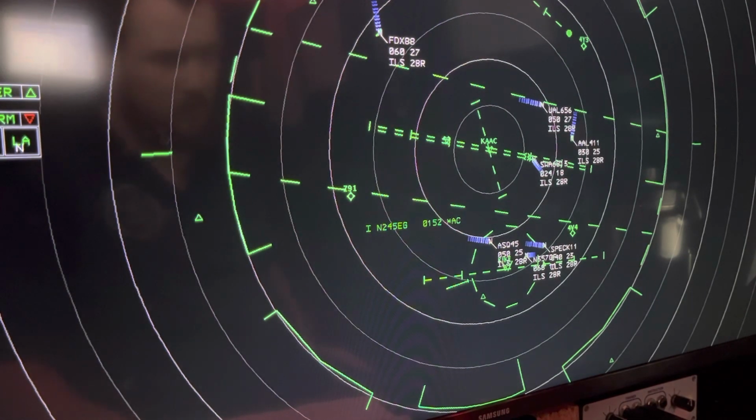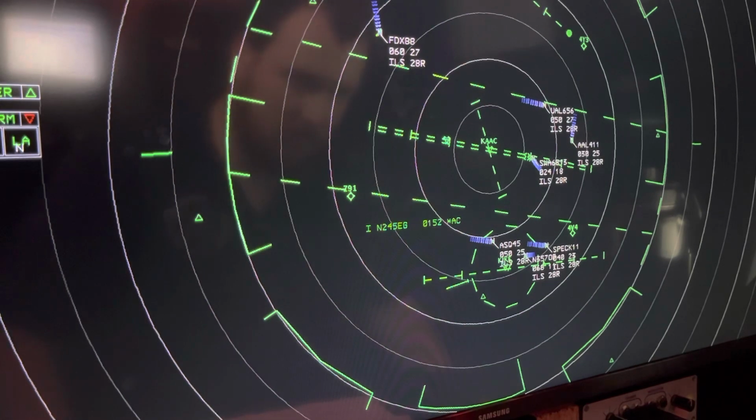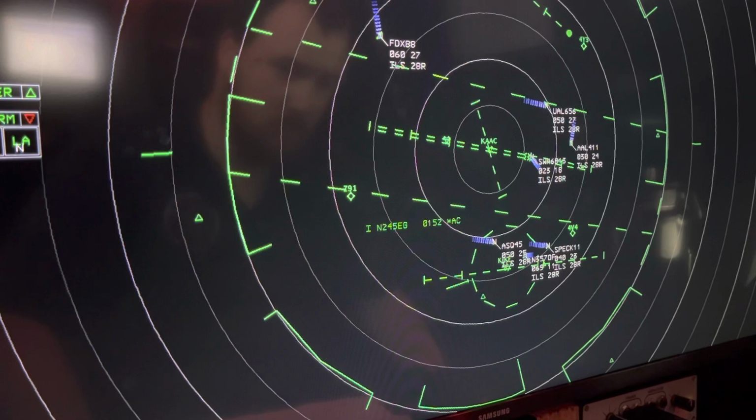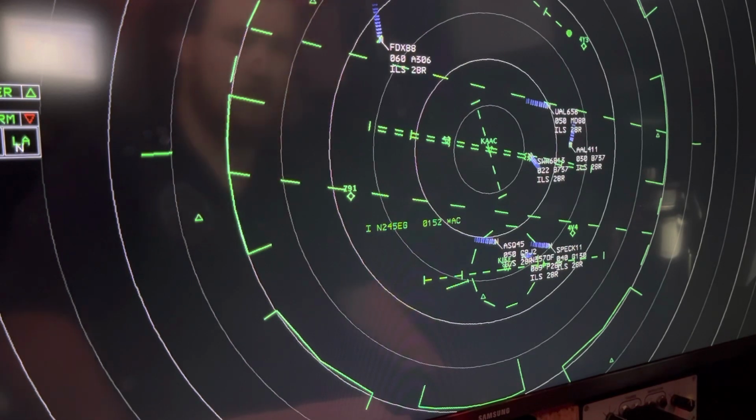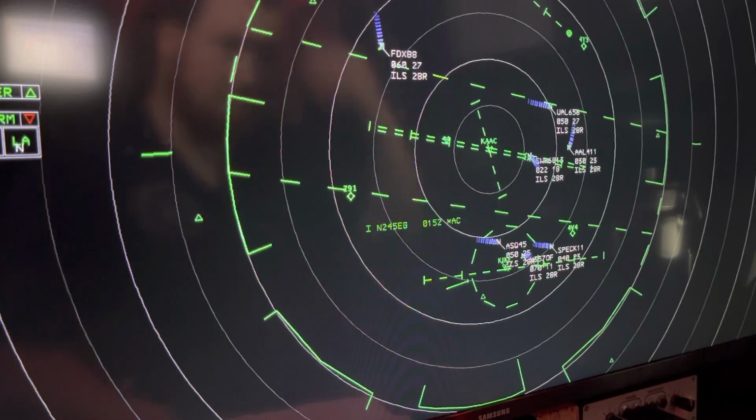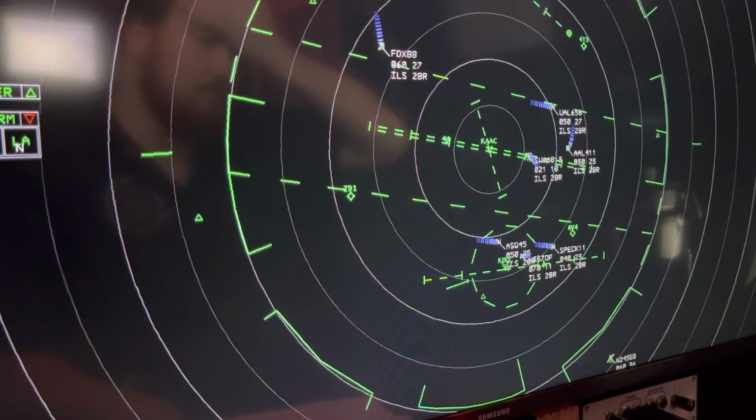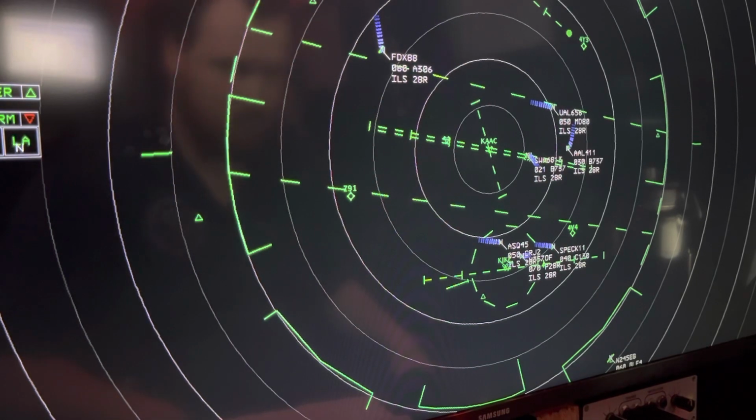Should I be slowing them down? No, that's fine. Okay, I just wanted to see. I'm not exactly sure how the program interprets it. You're seeing ground speed, I believe, and he's seeing airspeed. That makes sense. Well, I didn't realize that.